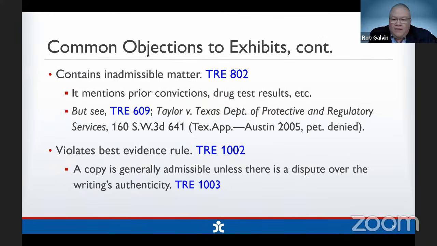Staying on the theme of exhibits, one of them is contains inadmissible matters, right? So the document itself, the exhibit itself, photograph, whatever it may be, may have things that are inadmissible, mentions prior convictions, drug test results, etc. So here's the issue with our cases, and we can look at Rule 609 and the Taylor case is cited in here for y'all. So admissibility for cases, right?